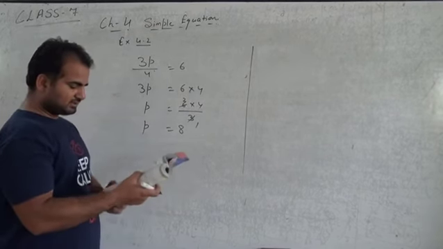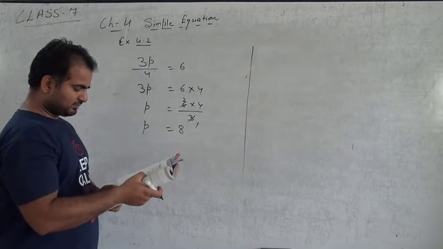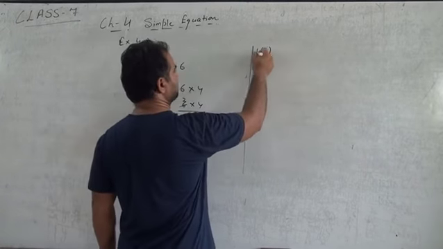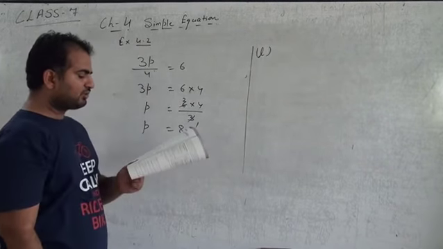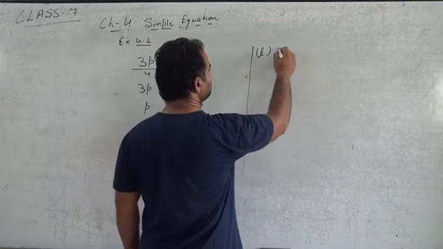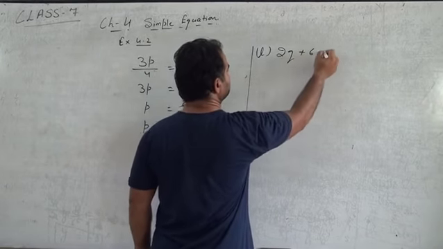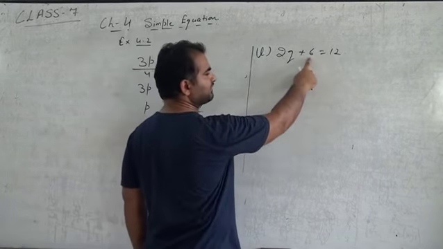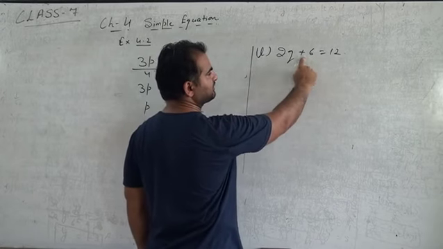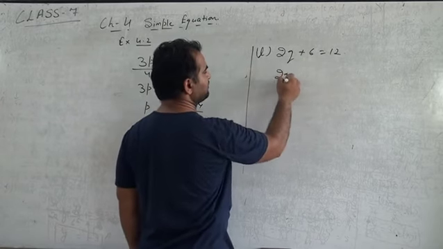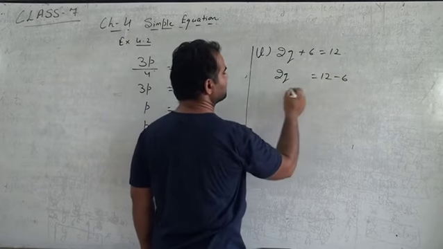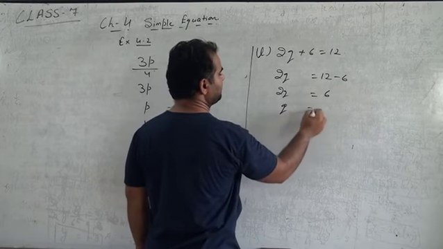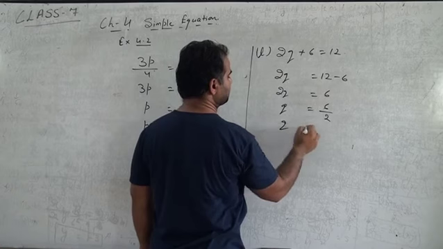Okay. Next, I am doing question number L. So question number L is 2Q plus 6 equals 12. Okay. So this 6 doesn't have any variable. So we must transfer 6 first. So 2Q equals 12 minus 6. 2Q equals 6. And then Q will be 6 upon 2. So Q equals 3.